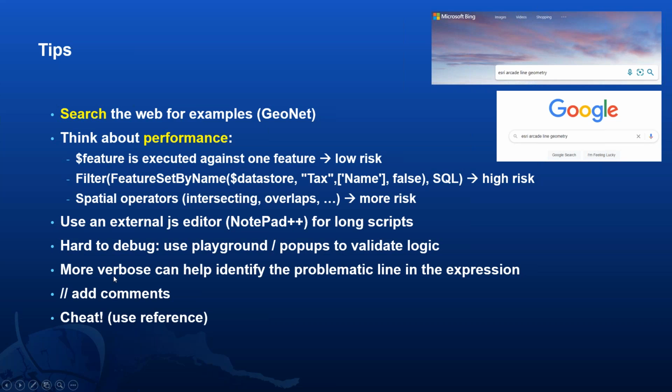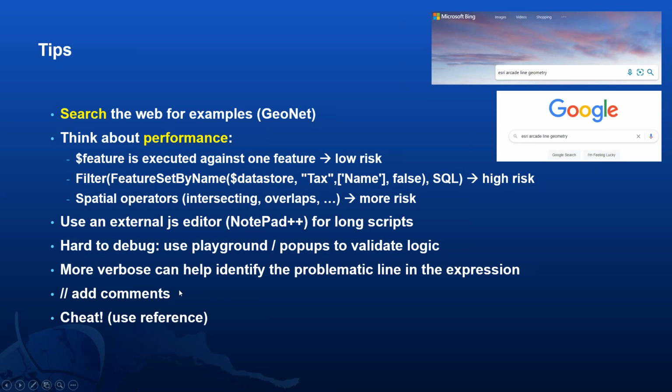If you have more verbose scripting, then when you get an error, it tells you exactly which line is the problem, right? If you put too much code in one big line, then when something goes wrong, you have to decipher that entire line. If you split it into multiple lines, sometimes it makes it easier.